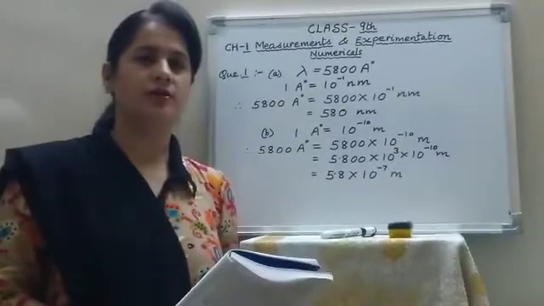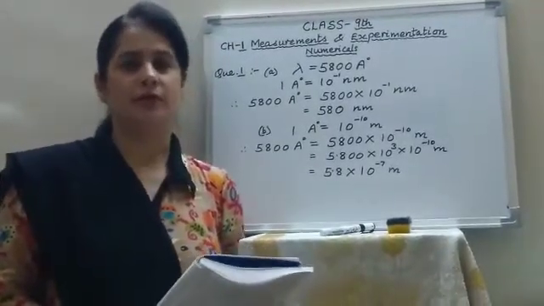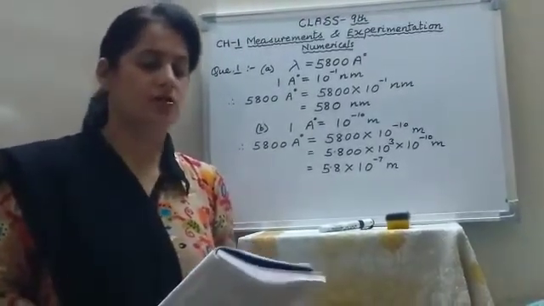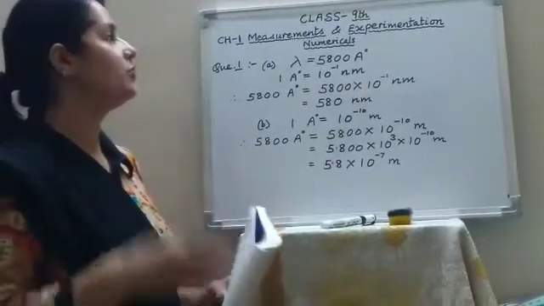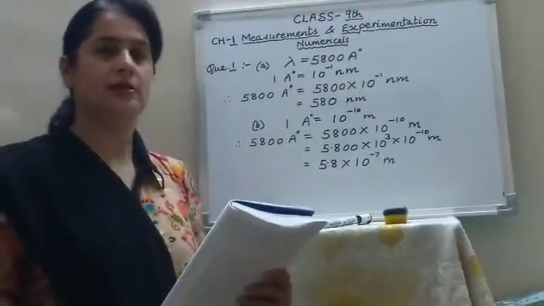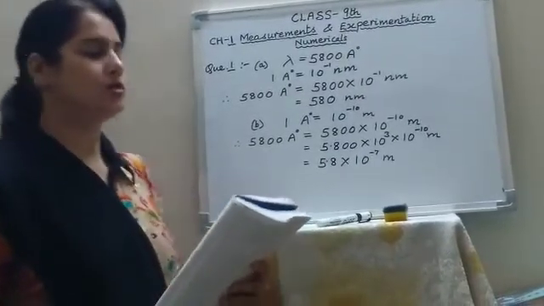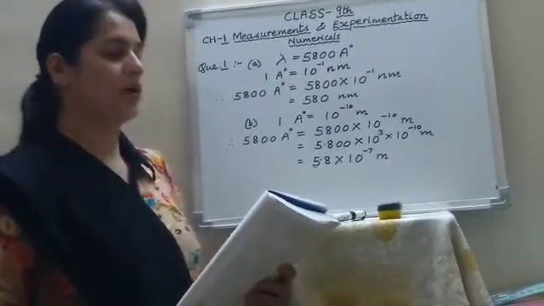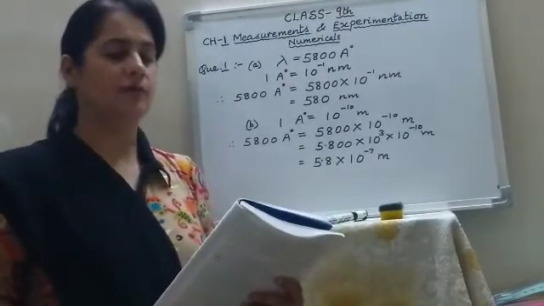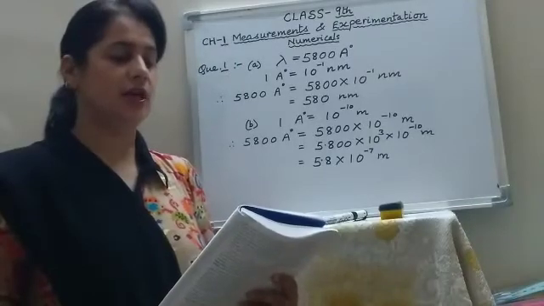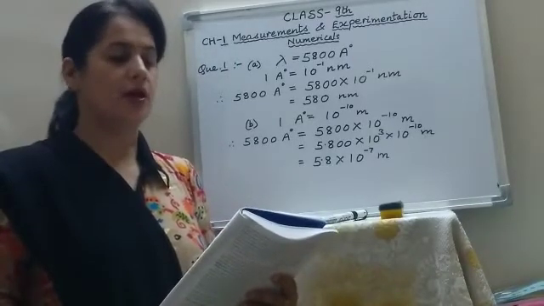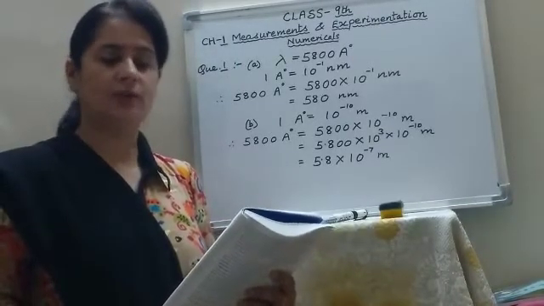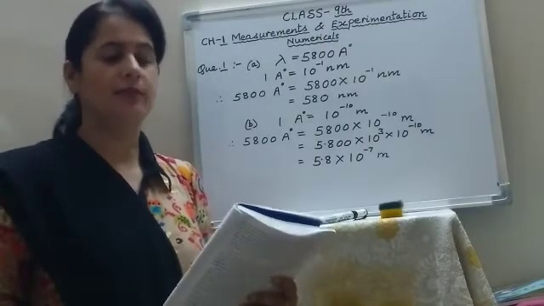Children, we were doing chapter number 1, experimentation and measurements. So today I'll explain the numericals of exercise 1A. So the first question is that the wavelength of light of a particular color is 5800 angstrom. You have to express it in nanometer and meter.